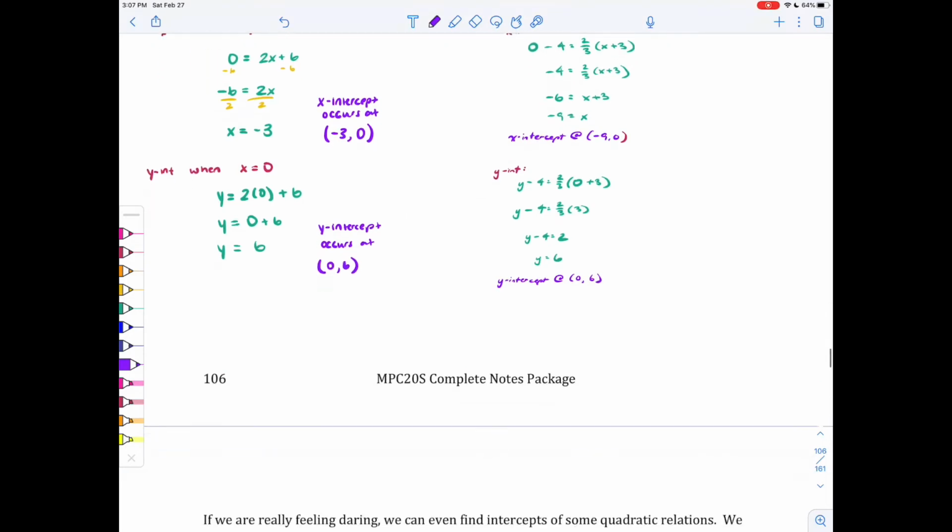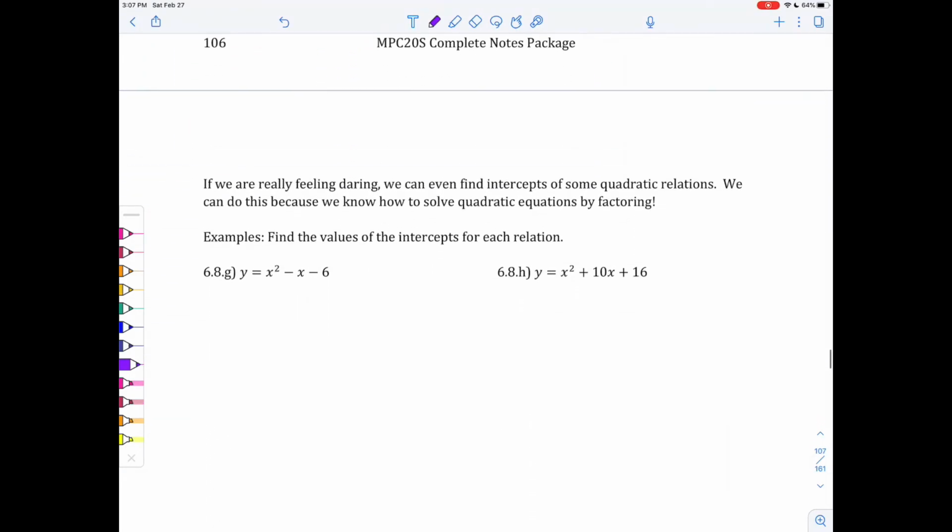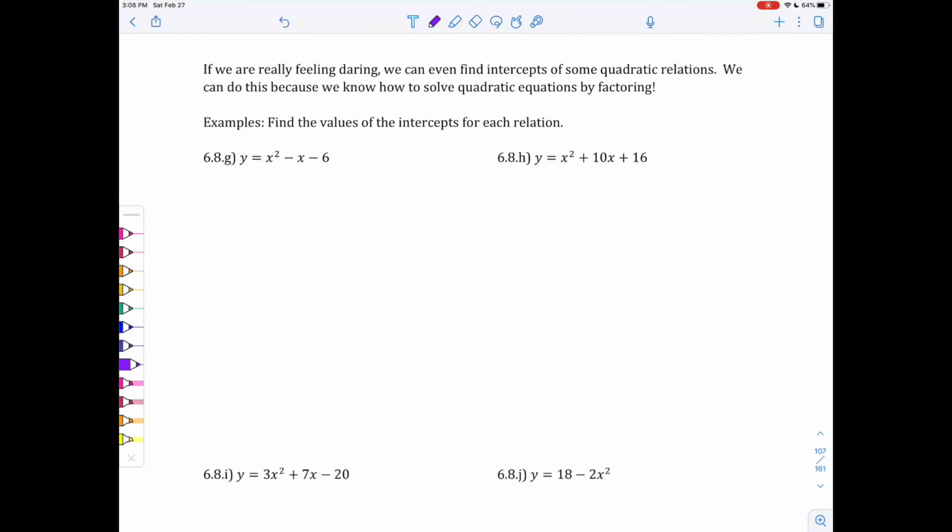So we can also find intercepts of quadratic relations. That's exciting. And we can do that because we know how to solve quadratic equations by factoring. It will be a huge step for finding the x-intercepts. So notice that in these examples, it's asking us for the values of the intercept. It's not specifically asking for the coordinates. So we can state our answers as x is equal to blah, or y is equal to blah.